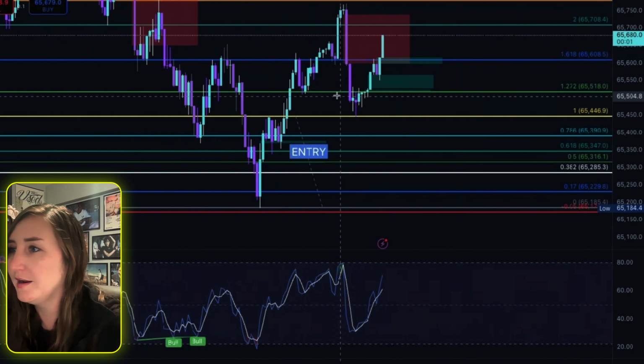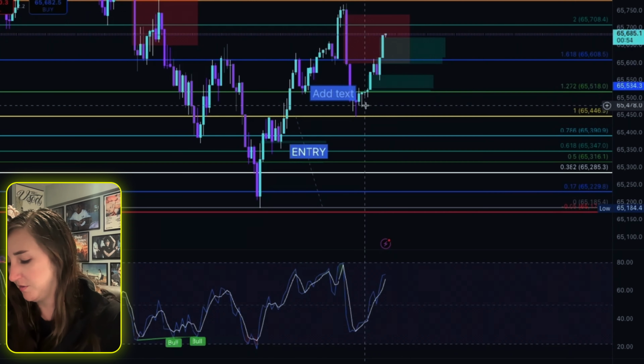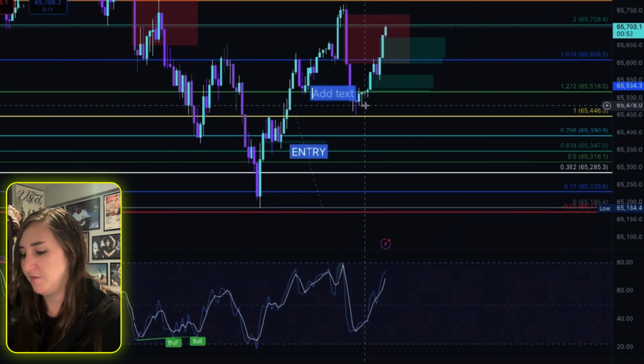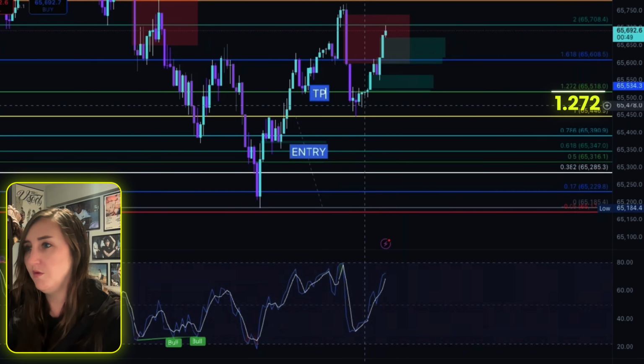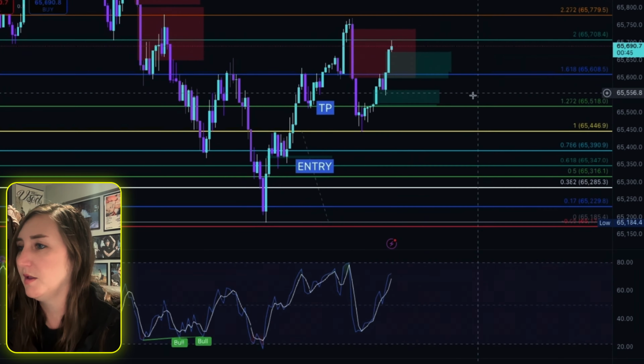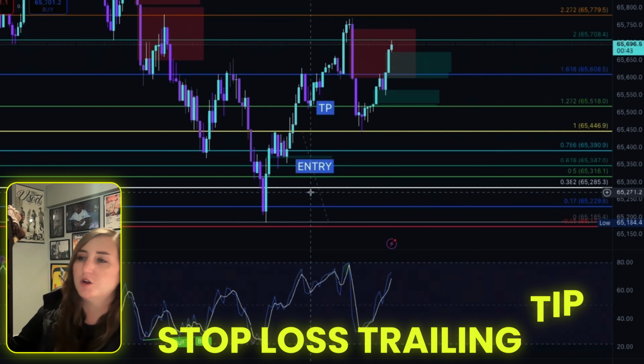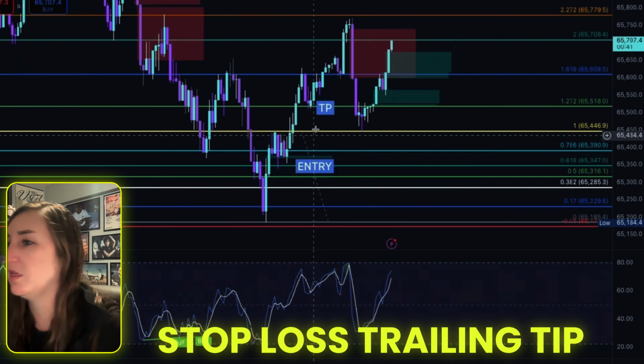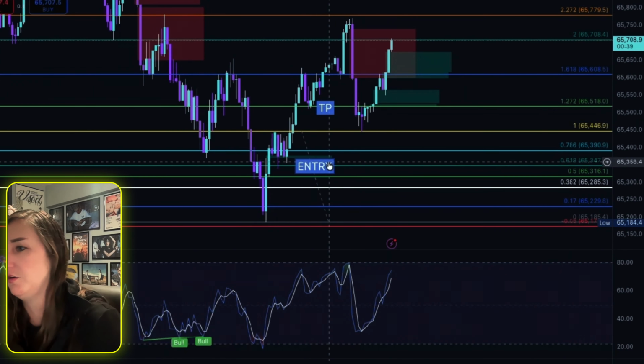Let's not get greedy. We are in choppy range conditions currently, probably because it's market close, everything's consolidating, whatever. Take profit at 1.272 TP. These could definitely be your other TP levels. And I'll show you a little bit of a trick to trail your stop loss with these take profit levels if you feel like doing it that way.